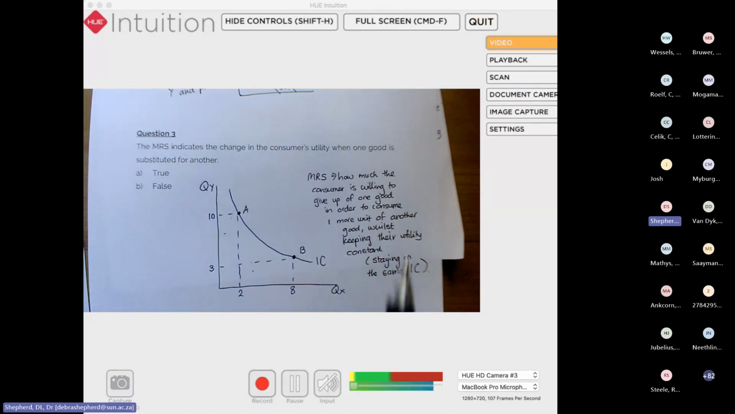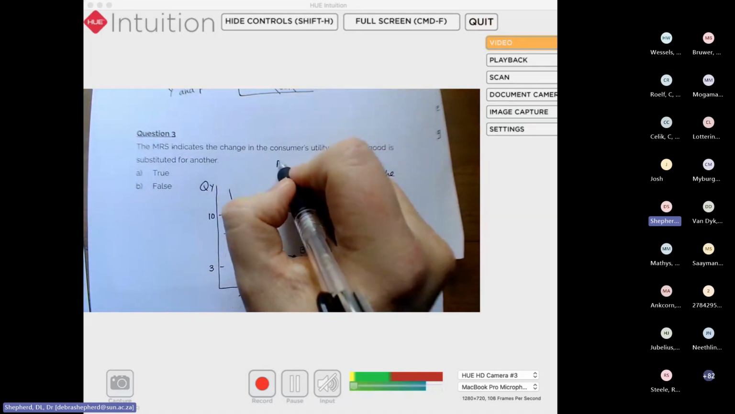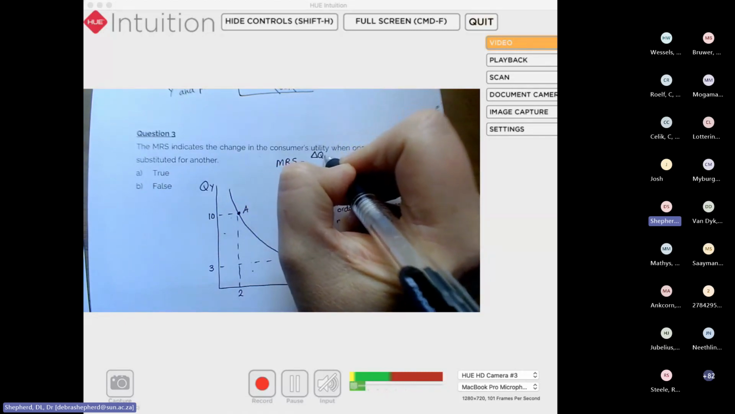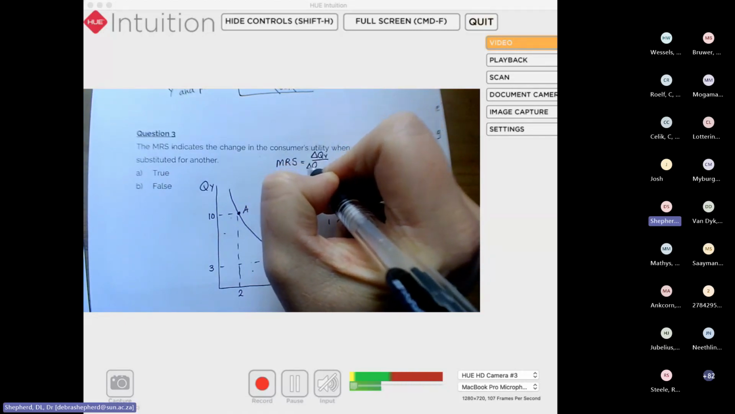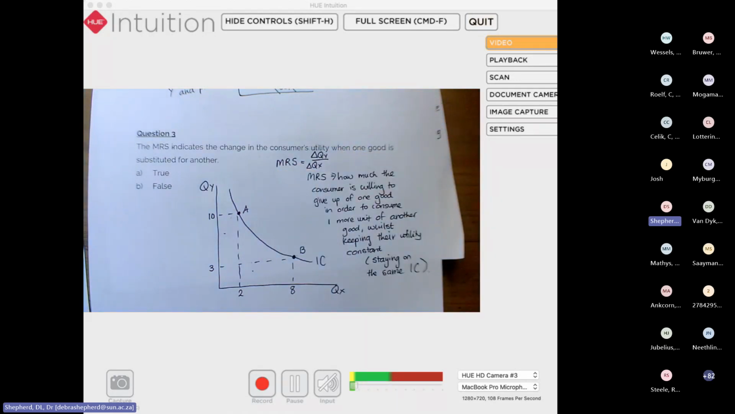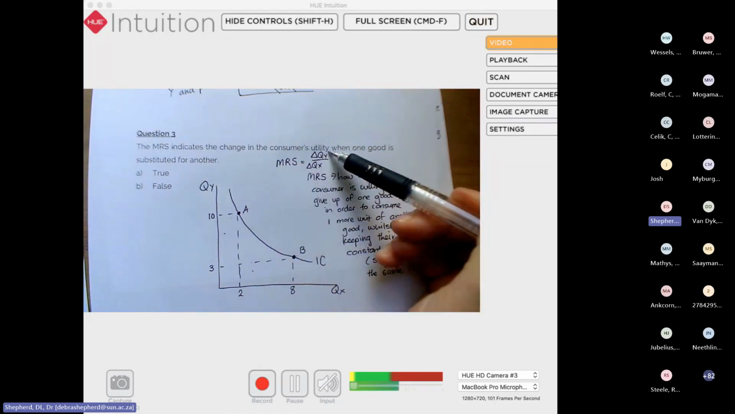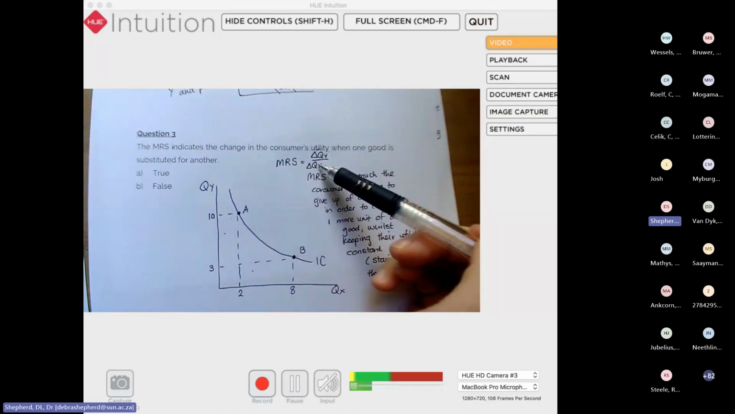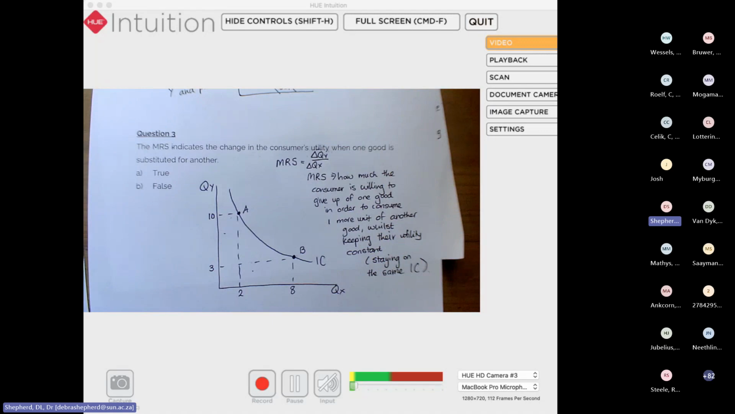And that is why the MRS measures the slope of our indifference curve. Because if I had to take these words and put them into mathematical terms, what I'm saying is that the MRS measures the change in QY for a change in QX. It's how much I'm willing to change my quantity of Y when I change my quantity of X. And that's why we say the MRS is the slope of this indifference curve.